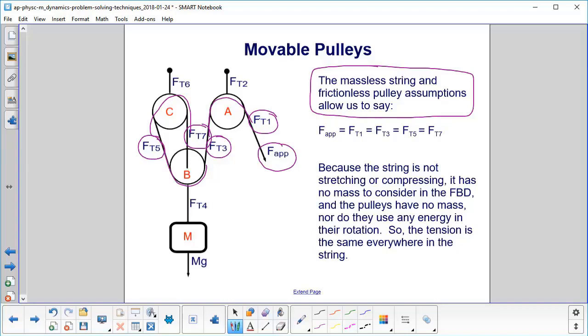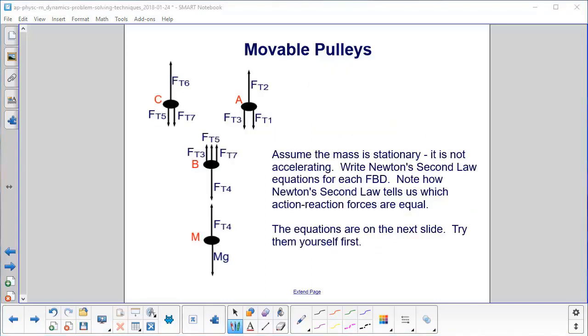It has no mass to consider in the free body diagram, and the pulleys have no mass, nor do they use any energy in the rotation because they have no mass, and we'll cover that later in rotational motion. So the tension is everywhere the same in the string or rope. We could go ahead and replace all those forces with just one F, but let's leave our T1, T3, T4, etc. It's good practice. And we'll assume the mass is stationary, which means it's not accelerating, right? Stationary, you have a equal to 0.